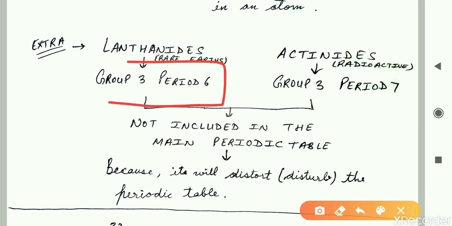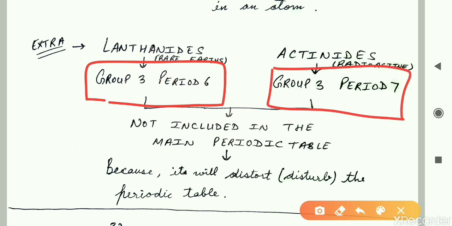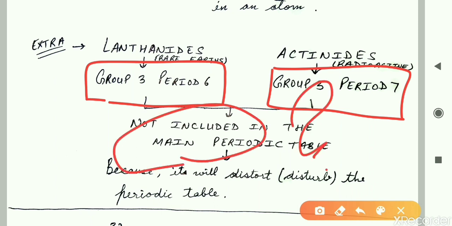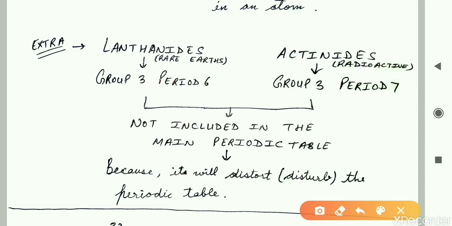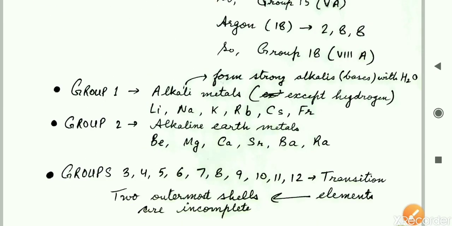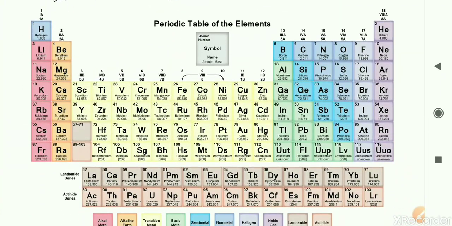One extra point is lanthanides and actinides. These are not included in the main body of the periodic table. The lanthanides are placed at group 3, period 6, and actinides at group 3, period 7. The question arises, why is it so? Because if we expand them all, it will distort the main periodic table. The shape will not be proper, and it would become almost impossible to arrange all the elements together. Also, all the lanthanides show similar properties, as do the actinides. Actinides are radioactive in nature. We will not go into more detail.